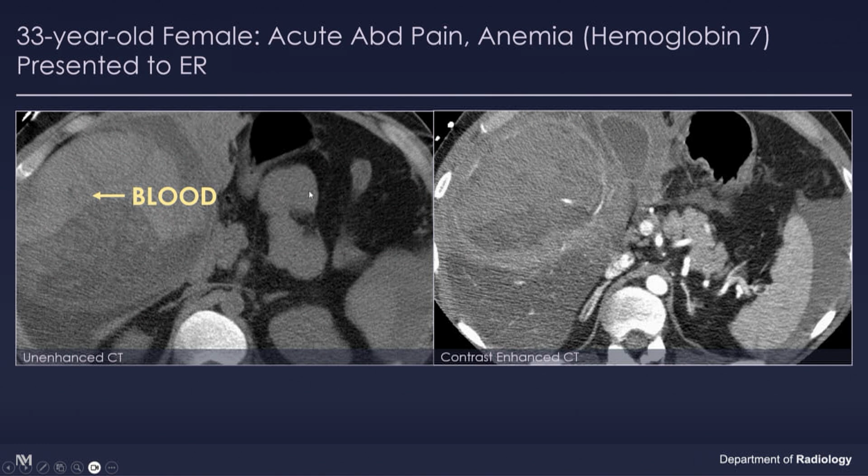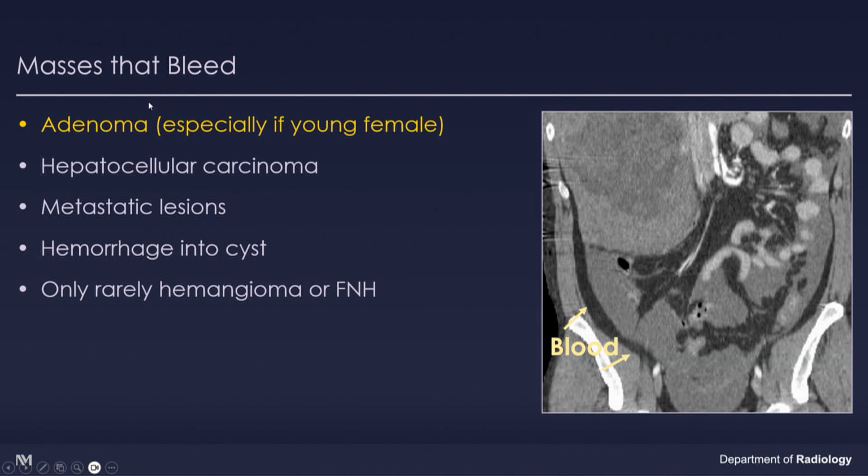Here we have a liver lesion with hemorrhage. It's a young female, 33, so again, similar differential, but a little bit different. In this case, it's either adenoma, as we mentioned before, it could be HCC in the setting of the right demographics, metastatic disease, hemorrhage into cysts, and only rarely, in my experience, have I seen hemangiomas or FNHs bleeding.